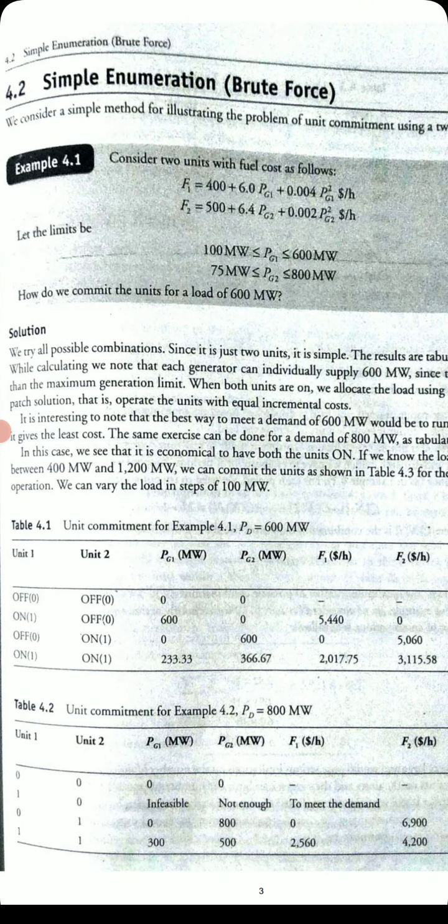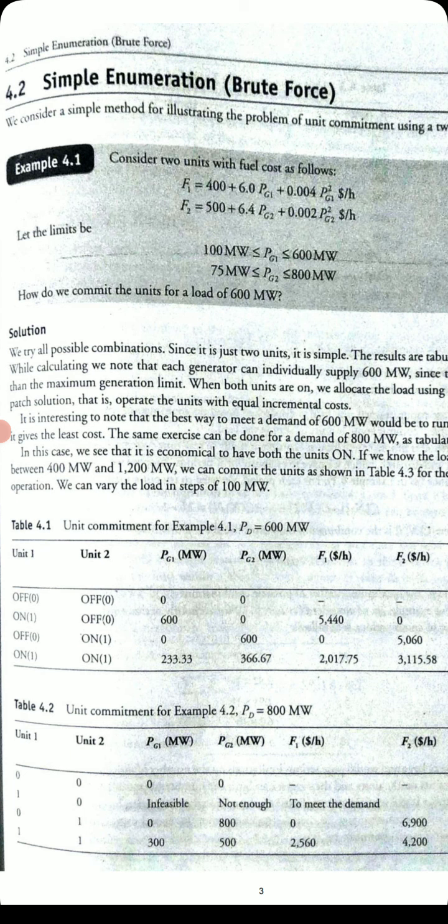The two generators' limits are given: 100 megawatt is less than or equal to Pg1, which is less than or equal to 600 megawatt. For the first generator, if you turn it on, a minimum of 100 megawatt has to be supplied. It can go up to a maximum of 600 megawatt. The second generator gives a minimum of 75 megawatts and a maximum of 800 megawatts.